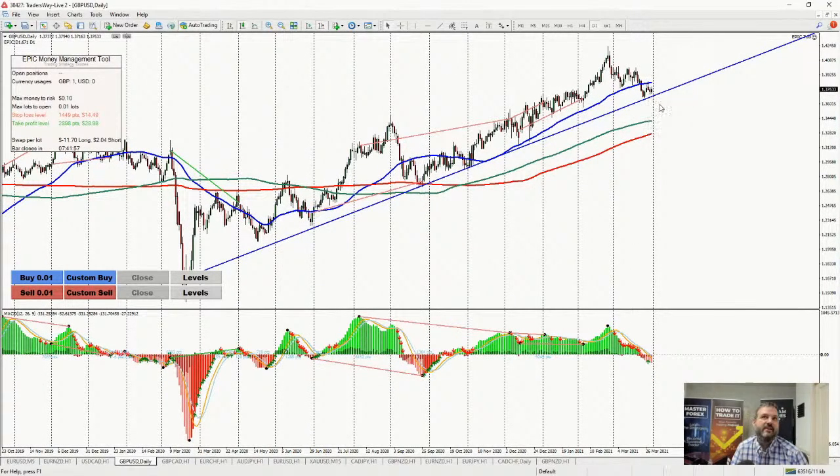So one of the things we will really want to be looking at on this one is this daily channel. If this daily breaks to the upside, definitely a long trade. If it breaks to the downside, it's definitely a short trade. So we're in a range. Let's take a look here.